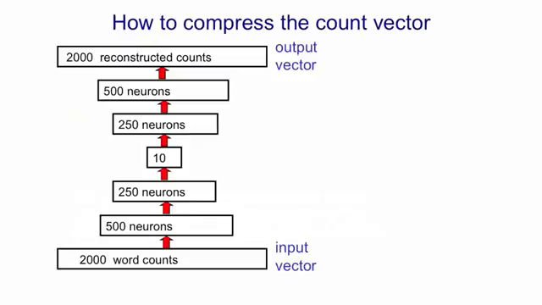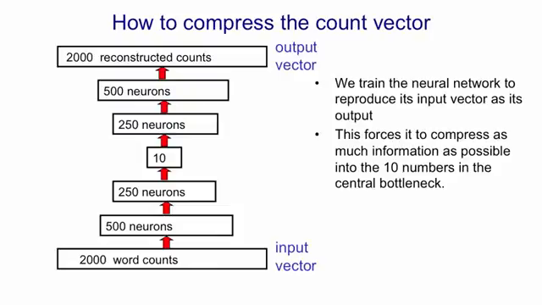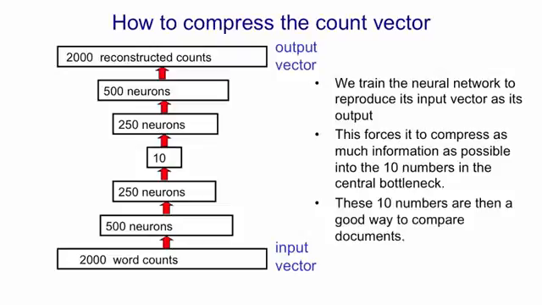We take a deep autoencoder and we compress the 2000 word counts down to 10 real numbers, from which we can reconstruct the 2000 word counts, although we can't reconstruct them very well. We train the neural network to reproduce its input vector as its output vector as well as possible, and that forces it to put as much information about the input into those 10 numbers as possible. We can then compare documents using just 10 numbers. That's going to be much faster.